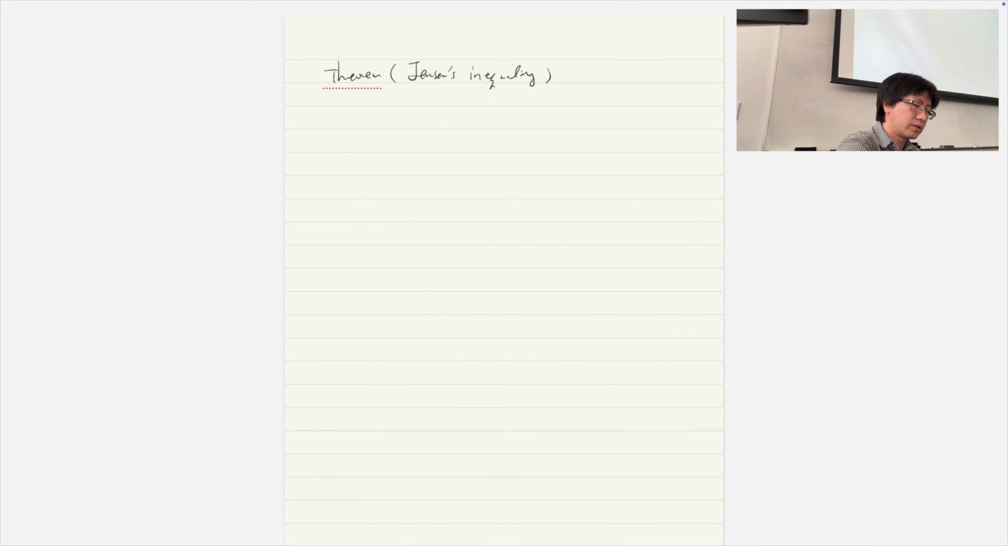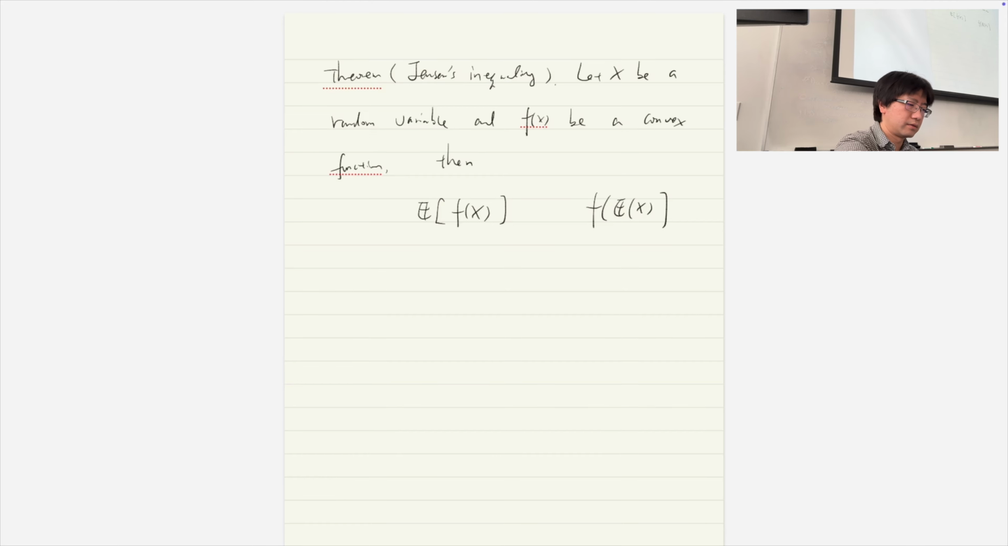Okay, so Jensen's inequality basically means as follows. So we let x be a random variable, okay, and f(x) be a convex function. Okay, then we're going to find what is the relationship between the expectation of f(x) and f of the expectation of x, right? Okay, so see which one is bigger or not.